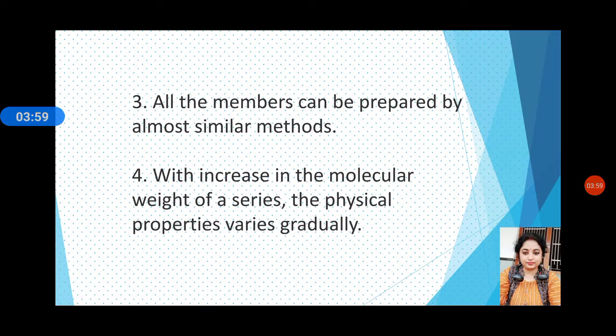Number three, all the members can be prepared by almost similar methods. So by a similar method, we can prepare the homologous compounds. Number four, with increase in the molecular weight of a series, the physical properties vary gradually. Members of the series show a gradual gradation in their physical properties like solubility, density, melting and boiling points. The physical properties generally increase as the molecular mass increases.